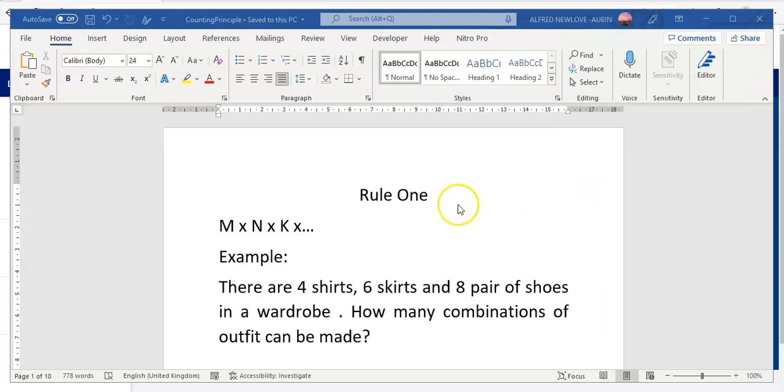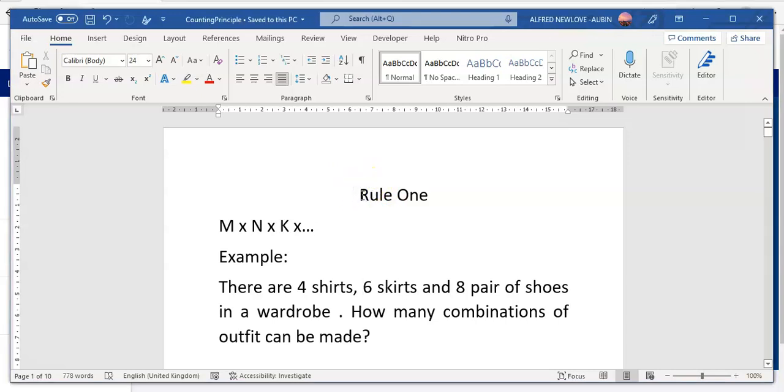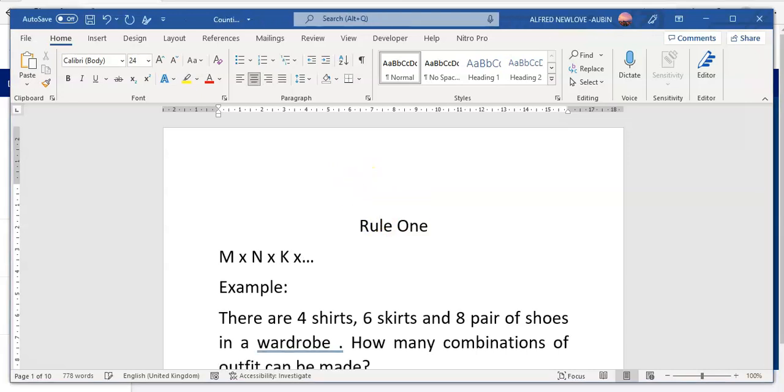Today I want us to look at the counting principle. So let's first look at the first rule. Counting principle. Now the first rule says m times n times k, times any letter or any variable.